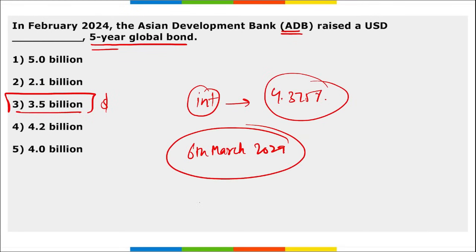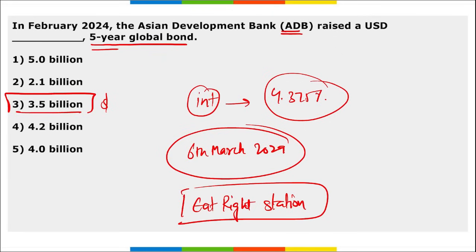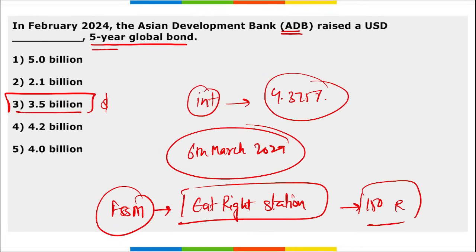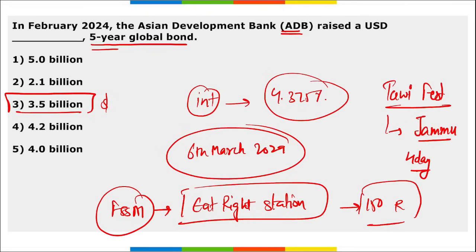Next thing, remember, if I ask you recently, Eat Right Station certificate was given by which organization to 150 railway stations? So, FSSAI recently gave Eat Right Station certificate to 150 railway stations. Then Tawi Festival. This Tawi Festival was observed where? It was observed in Jammu. Tawi Festival, and this is a 4-day long festival.